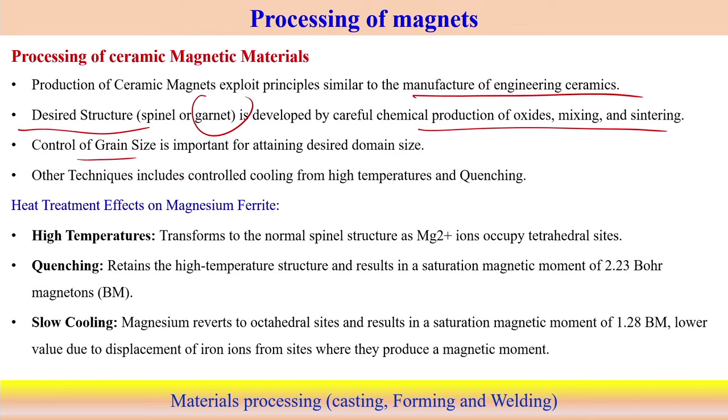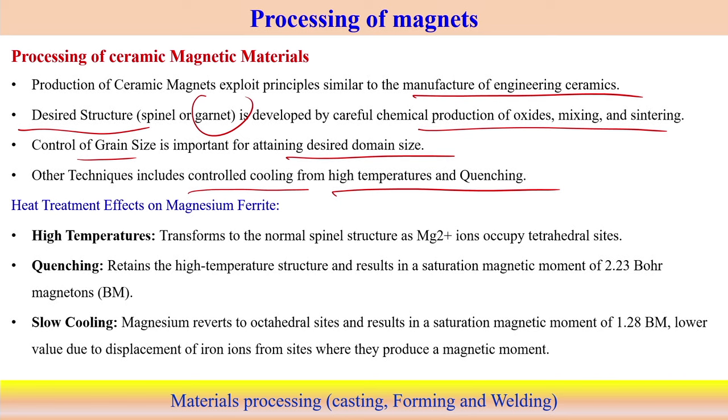Controlling of the grain structure is also possible, which is very important when you perform the processing of ceramics. Other techniques, such as controlled cooling from high temperatures and even quenching operation, are also performed to impart certain properties to the ceramic materials. It means that similar processing of ceramic materials we can follow here, and from the ceramic materials the ceramic magnets can also be produced.